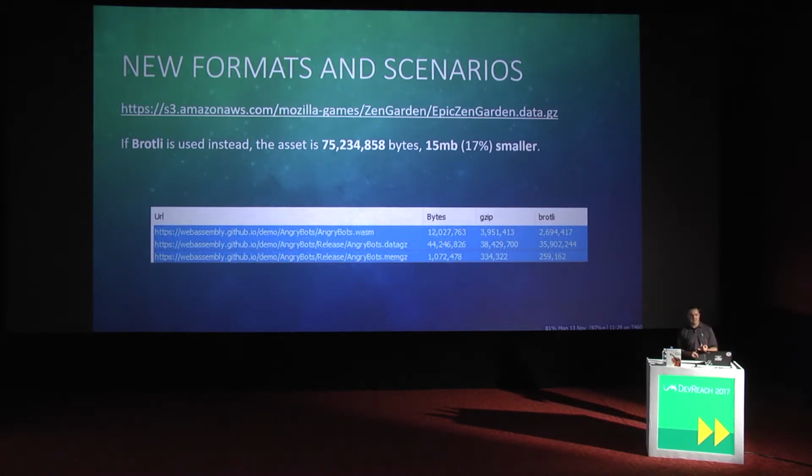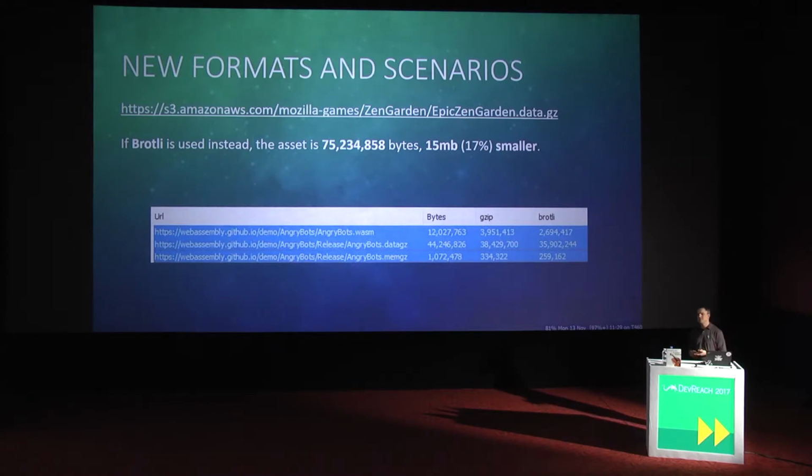So we've got this WebAssembly Zen Garden demo. It has a 235 megabyte data file that is sort of the entire game or demo thing. It's served at 90 megabytes. However, if you use Brotli, it's 75 megabytes.